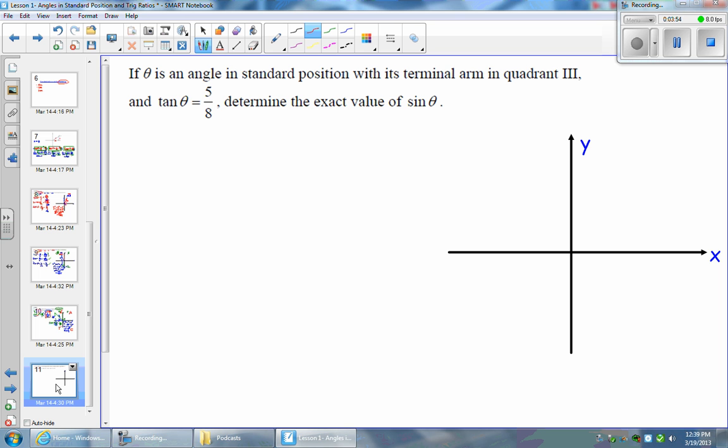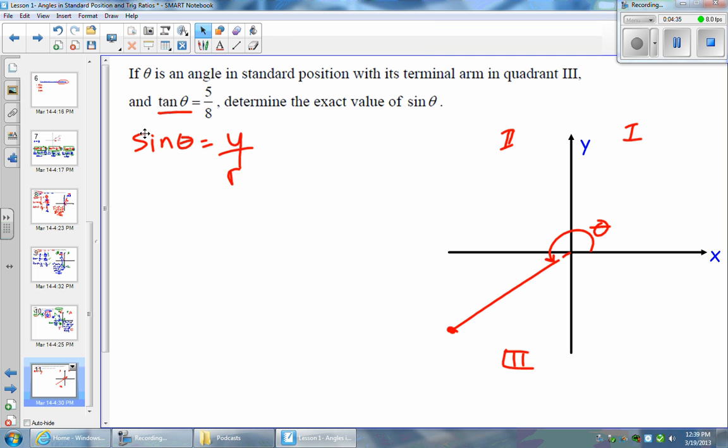Taking a look at my next slide here, it says if theta is an angle in standard position with its terminal arm in quadrant 3, and tangent theta is equal to 5/8, determine the exact value of sine theta. So we know that sine theta is equal to y over r. Let's see, using our tangent ratio, what side lengths do we know already? Well, we know that this angle terminates somewhere in quadrant 3. So 3 is right here. I'm going to sketch that's where it's going to be. So that is our angle in standard position.